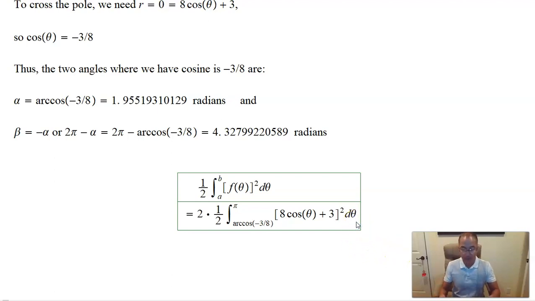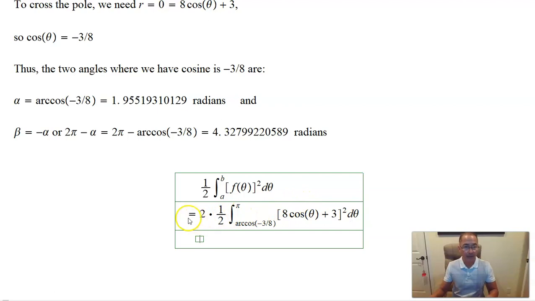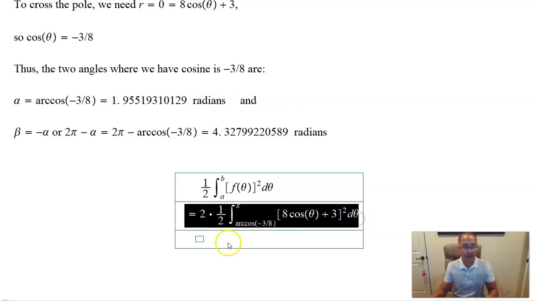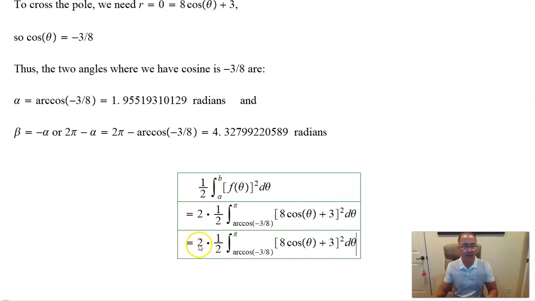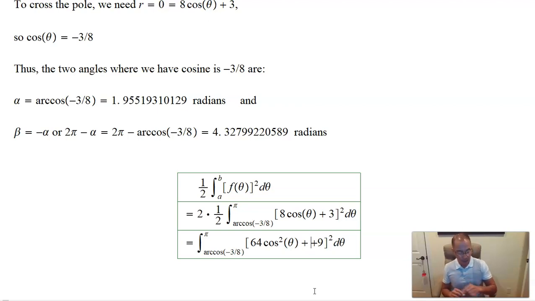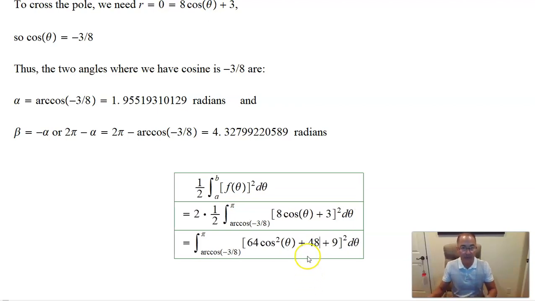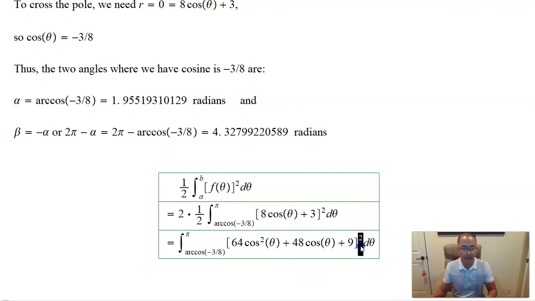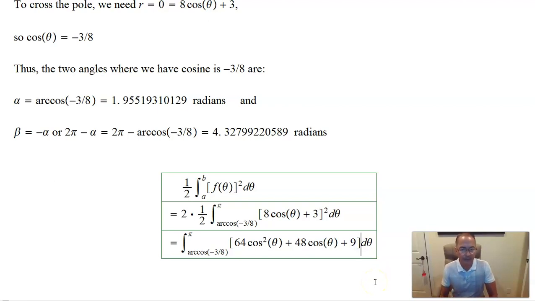Okay, so now we get to expand, and of course, 2 times 1/2, goodbye, that is simply 1. Okay. 8 squared, 64 cosine squared theta. 3 squared becomes 9. And in the middle, don't forget there's a middle term. 8 times 3 is 24, times 2, 48 cosine theta. All right, and that is already squared.